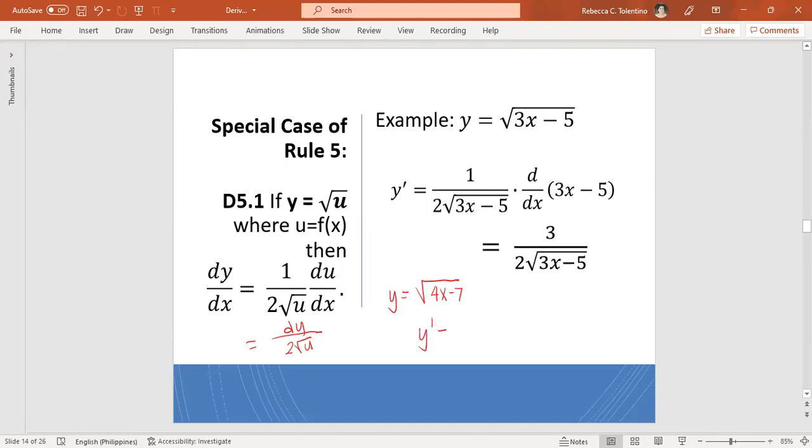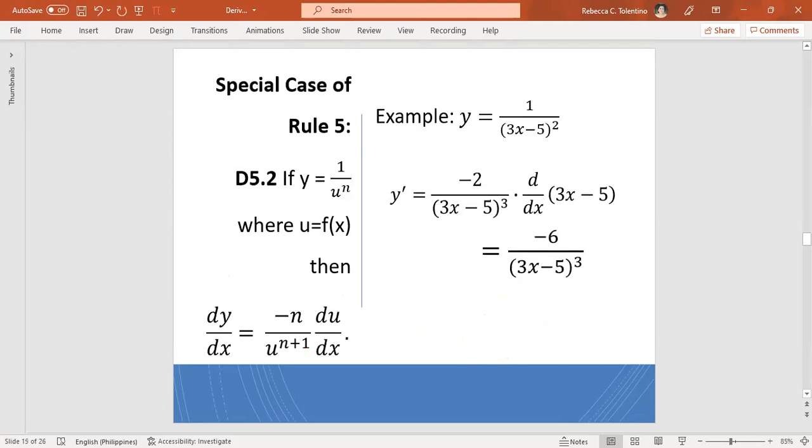Your y prime is, in the denominator, we automatically write 2 square root of 4x minus 7. And then our numerator will be the derivative of 4x minus 7. The derivative of 4x is 4, while the derivative of minus 7 is 0. Then we can cancel out 4 and 2. 4 becomes 2, and 2 becomes 1. So the final derivative is 2 over square root of 4x minus 7. So that's a special case of Rule 5.